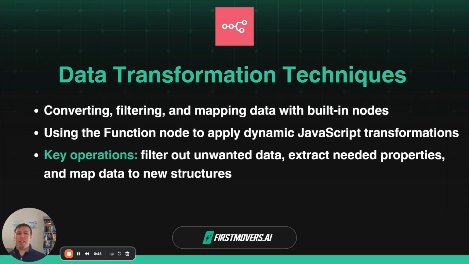Data transformation in N8N is incredibly powerful. Using nodes like the function node can dynamically convert, filter, and map your data. For example, you might only want to process certain fields from your input or change the data structure entirely. The function node is going to allow you to write custom JavaScript code to handle these tasks on the fly. This flexibility is what makes N8N so useful for real-world scenarios, like automatically processing emails or integrating with APIs.